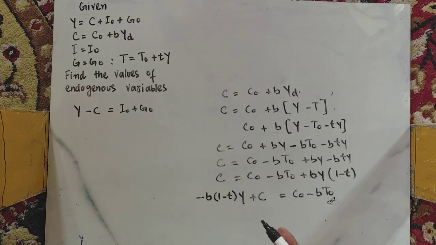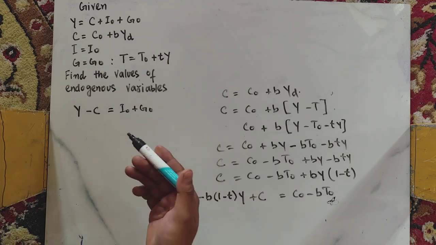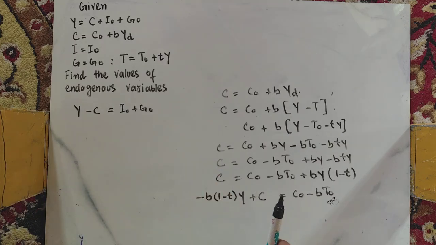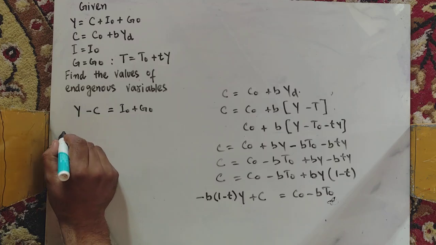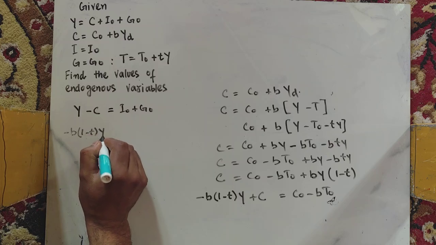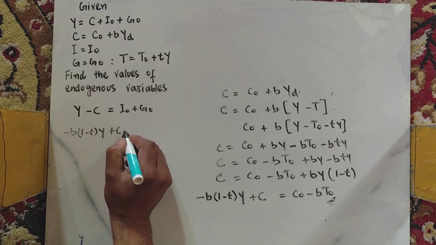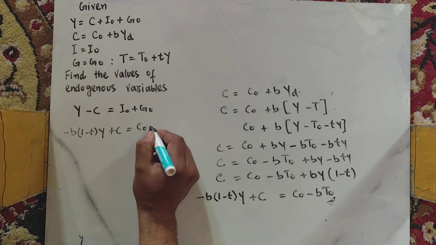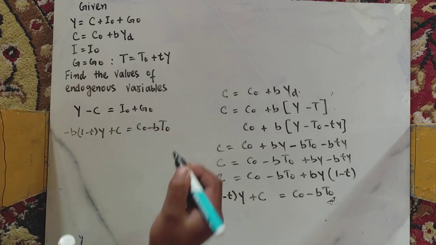Why am I doing this? I want to write the system of equations in such a way that all my endogenous variables are on the left hand side. C is an endogenous variable, Y is an endogenous variable. C naught and T naught are the exogenous variables here. That's why I have written it like this. So I have minus b, 1 minus t, Y, then plus C is equal to C naught minus bT naught.